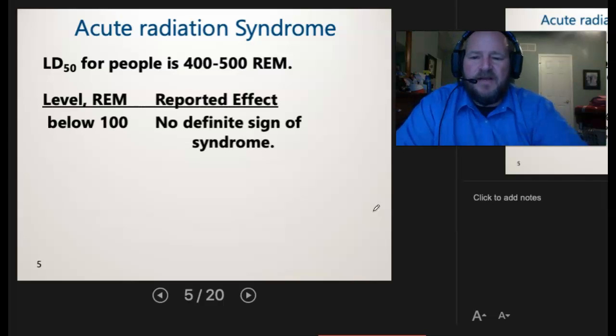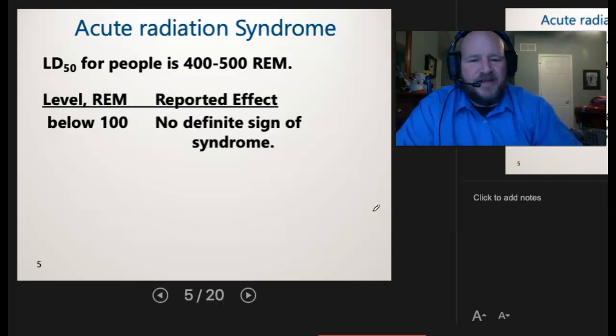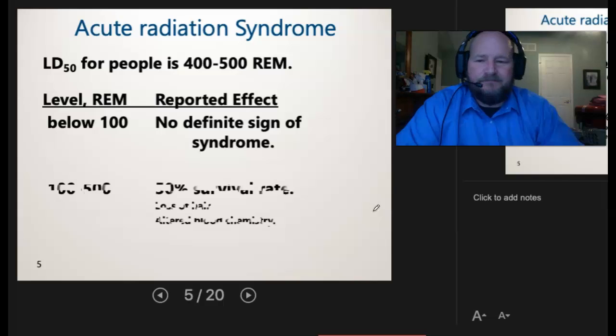If you're below 100, there is no significant sign. And this is our everyday world, especially in Delaware in the summertime. You're below 100, but you are being hit with radiation, right? If you've ever been out on the beach in the summer, not only do you get sunburn, but you get UV rays. So you're being hit with radiation. That's our normal, below 100, but above 0.